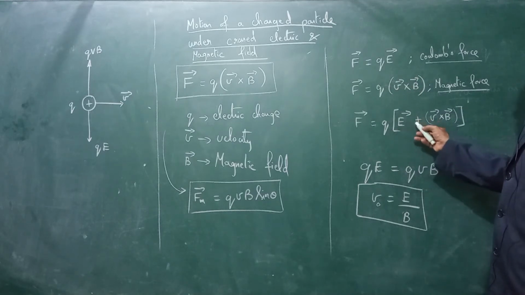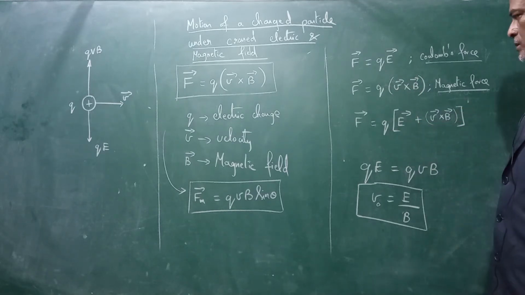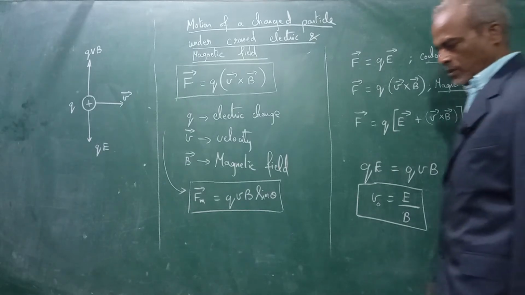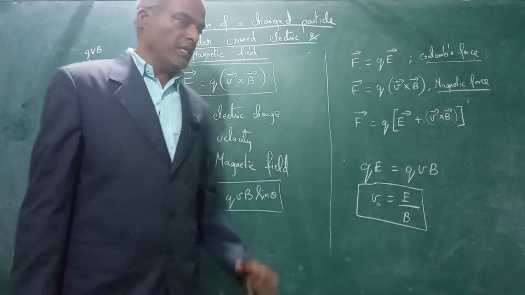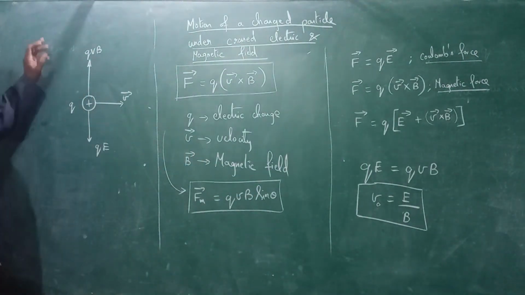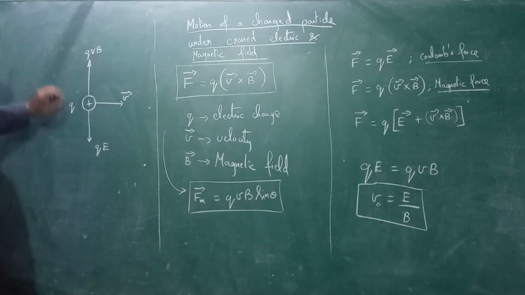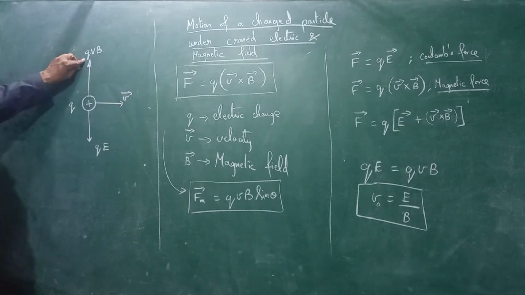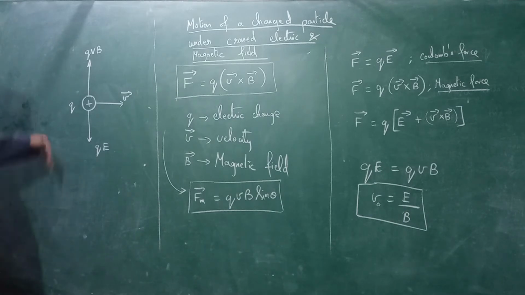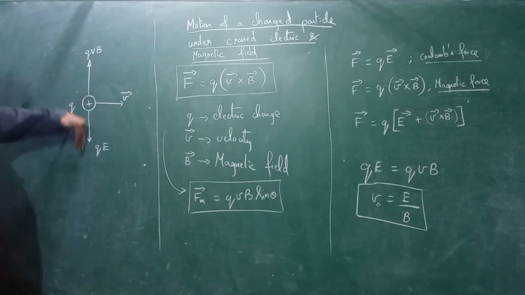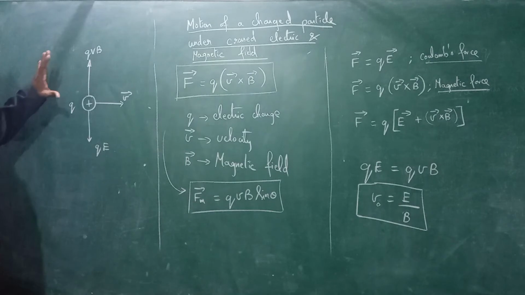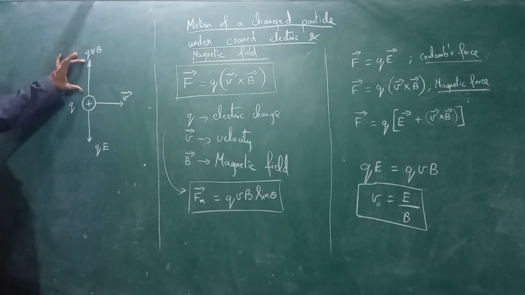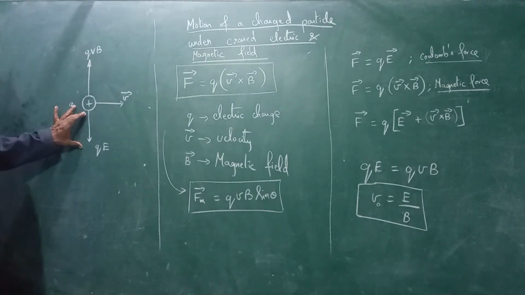So E vector plus V cross B vector. Suppose, for representing this crossed electric and magnetic field, if this is plus Q, the velocity is in this direction, the magnetic force QVB is in this direction, and QE, the Coulomb's force, is in the downward direction. So there will be a special case where this force and this force will be equal.